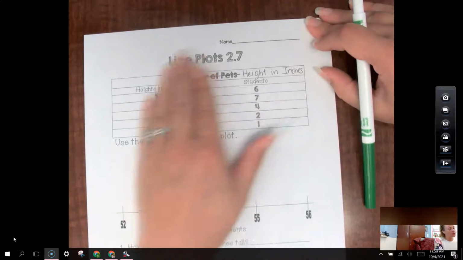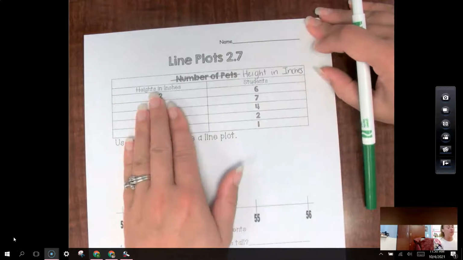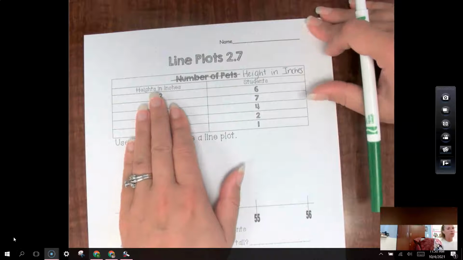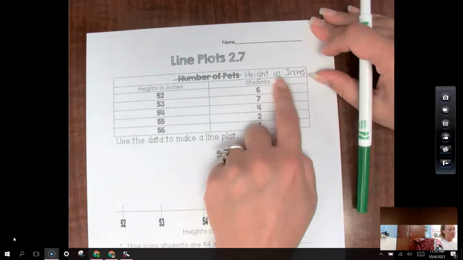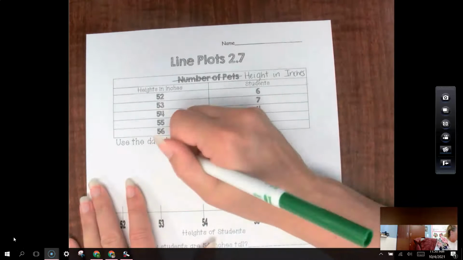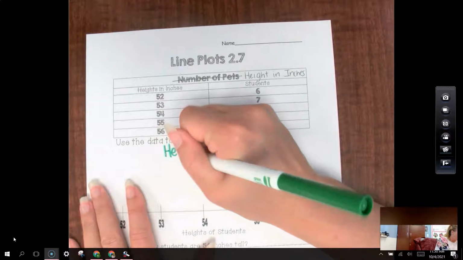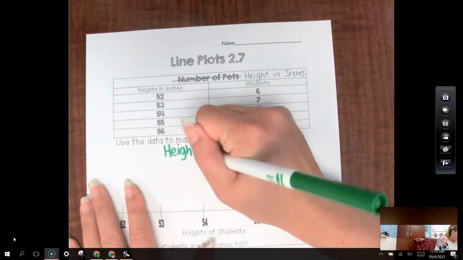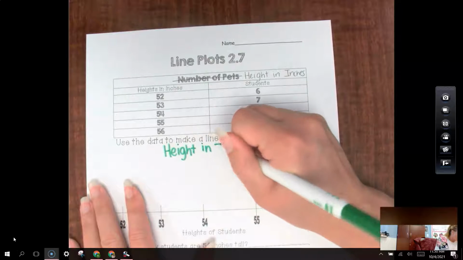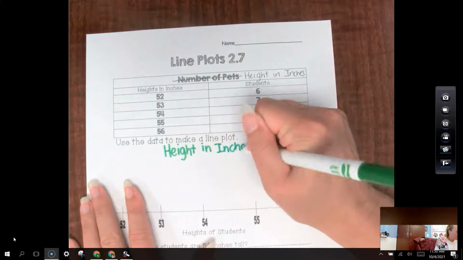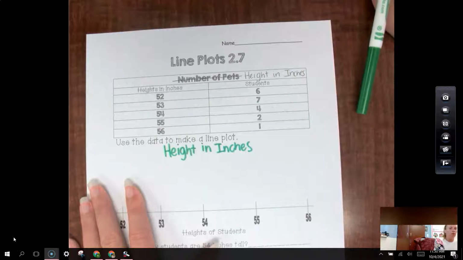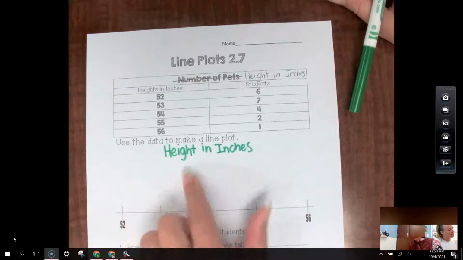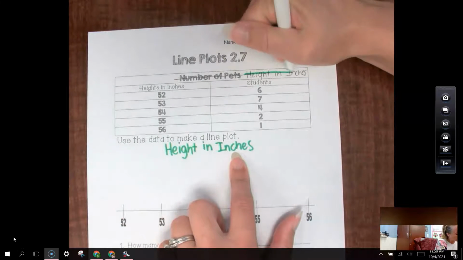Remember, everything must be crossed off of our frequency table before we are done. So first we will write our title. Our title says height in inches. Let's write our title. Height in inches. If you need time, please pause the video now and then press play when you are ready. Because we have written our title, please cross it off.